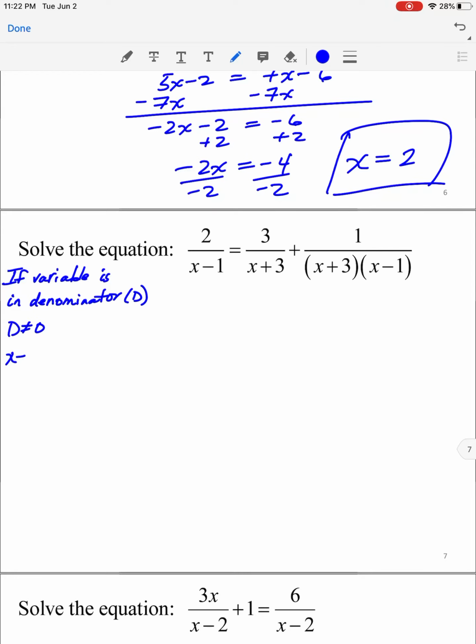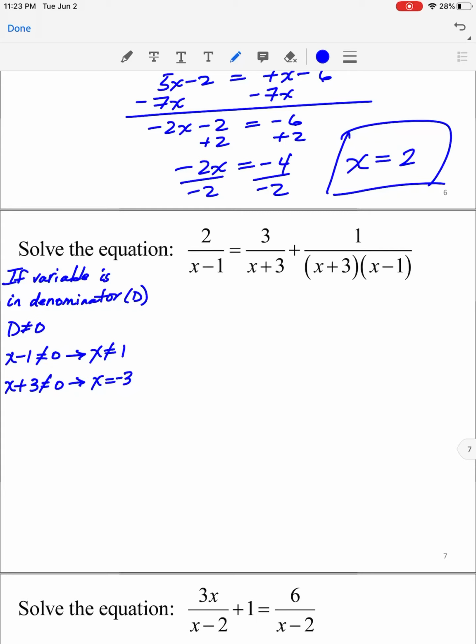So we have x minus 1 cannot equal 0. If we solve this little component, we have x cannot equal +1. X plus 3 cannot equal 0. If we solve that, we have x cannot equal -3. All right. Now, now that we know what cannot be answers, we're going to find out what are the potential answers. And we're going to use our little denominator trick.